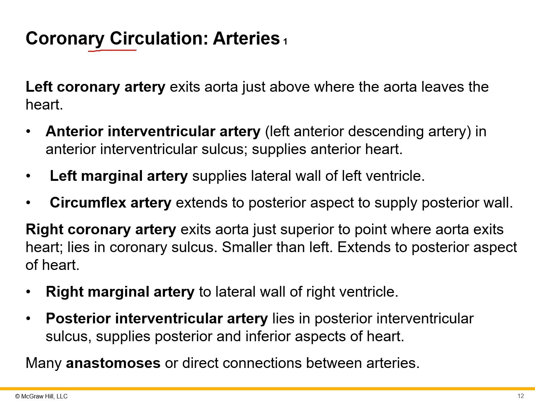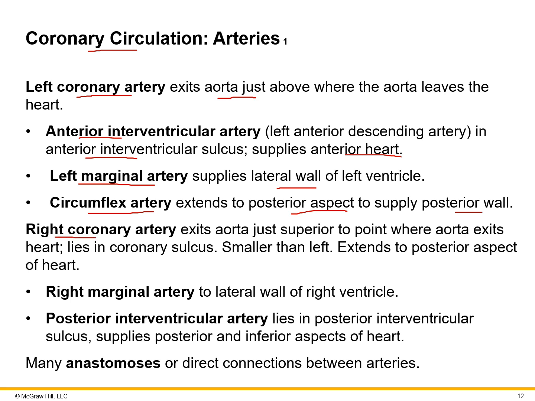So there's also coronary circulation. So there's actually circulation within the heart. If we look at these coronary arteries and veins, the left coronary artery exits the aorta just above where the aorta leaves the heart. We have the anterior interventricular artery. That's in the anterior interventricular sulcus, and that's going to supply the anterior part of the heart. The left marginal artery supplies the lateral wall of the left ventricle. And then we have the circumflex artery that extends to the posterior aspect to provide blood to the posterior wall.